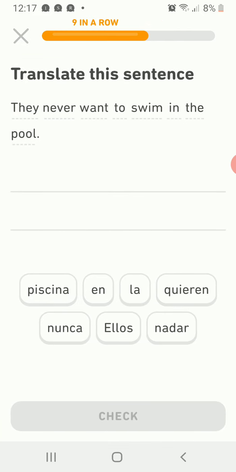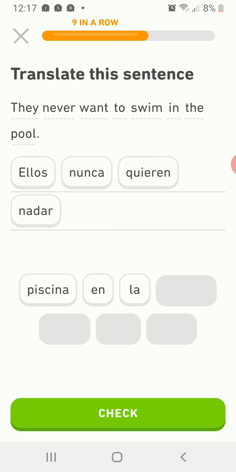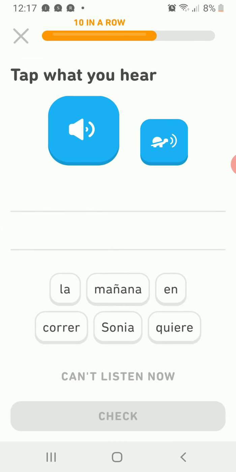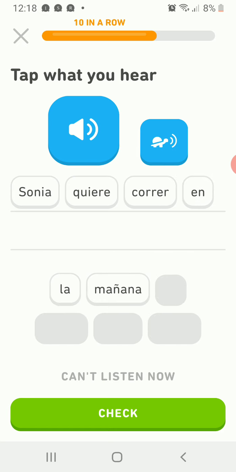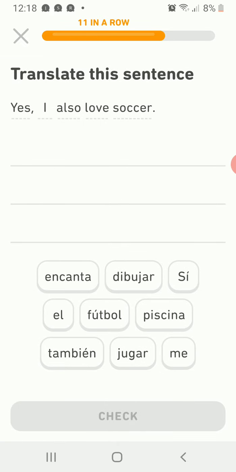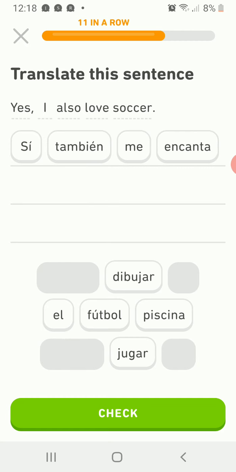Parque. And they never want to swim in the pool. Ellos nunca quieren nadar en la piscina. Piscina. And Sonia quiere correr en la mañana. La mañana. All right. And yes, I also love soccer. Sí. También me encanta el fútbol.